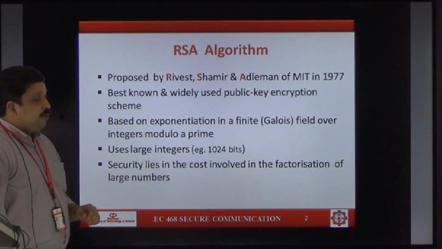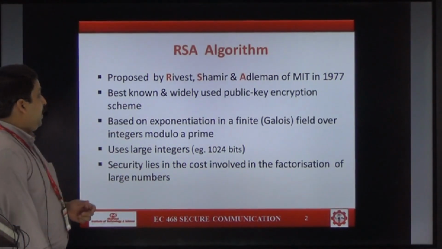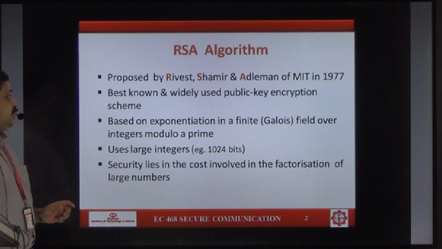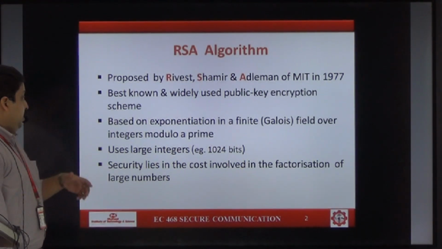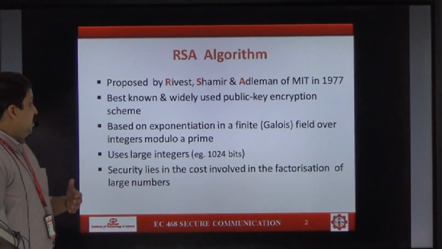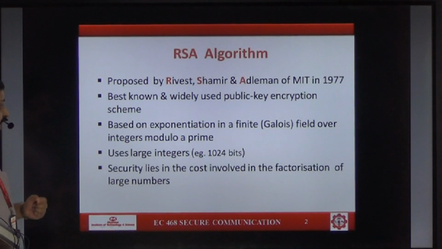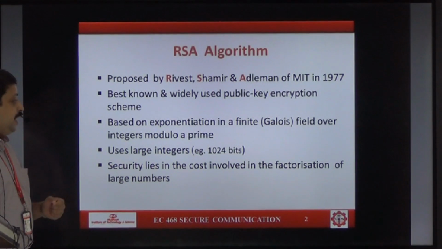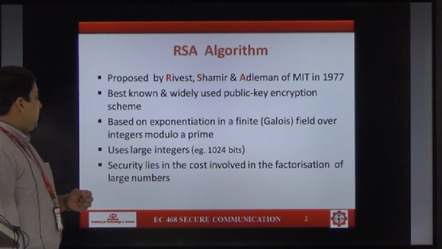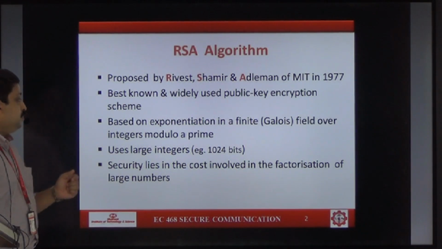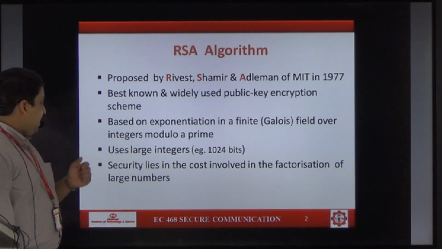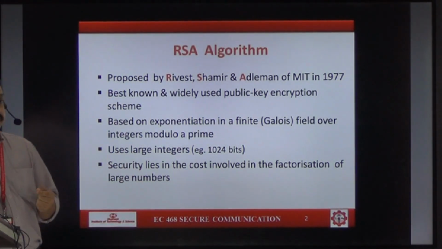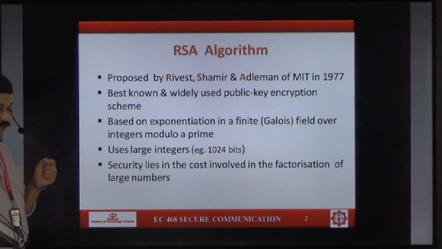Now, this algorithm was proposed by Rivest, Shamir and Adleman, and that's why the name RSA. This is the best public key encryption scheme known and widely used. In this scheme, the basic concept is exponentiation in a finite Galois field over integers modulo a prime. We use large integers, and the security of this mechanism lies in the factorization of large numbers. That is, the difficulty that we face in the factorization of large numbers provides security for this algorithm.